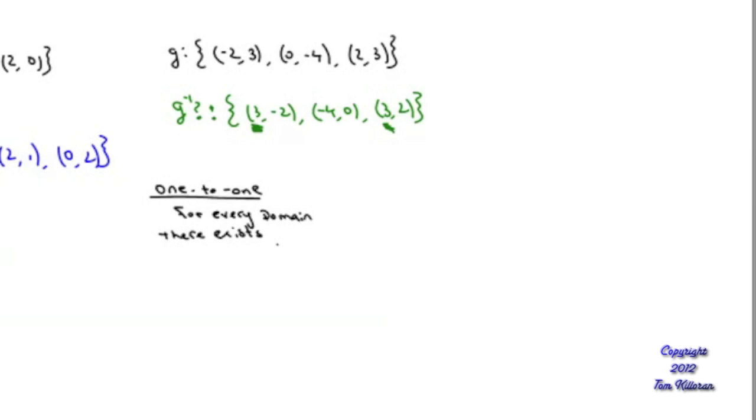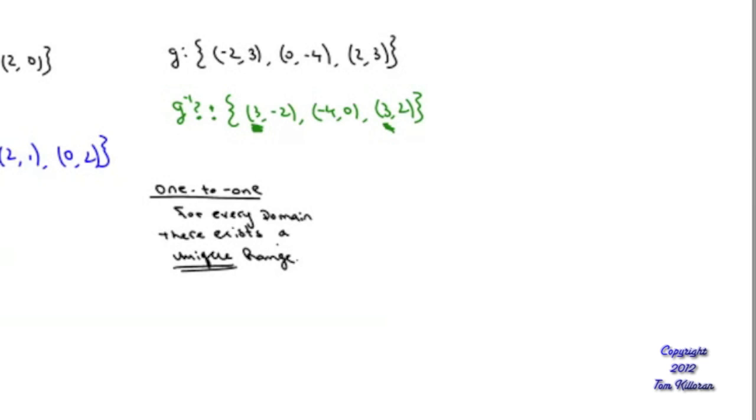This sounds very much like the definition of a function. For every domain, there exists one range, right? That's the definition of a function. It gets a little funny wording here now. For every domain, there exists a unique range. What's unique mean? One and only. One and only.